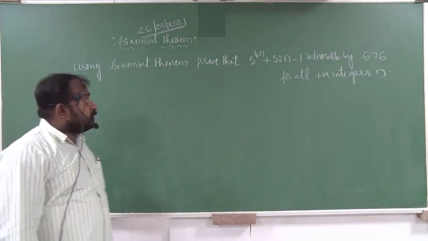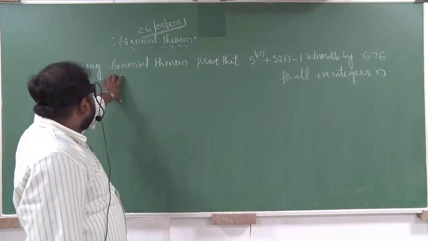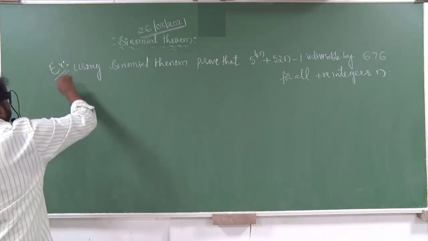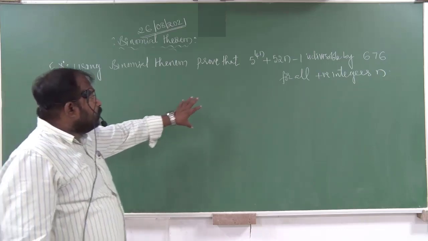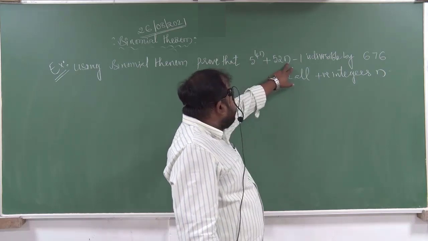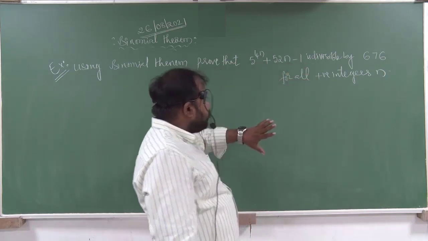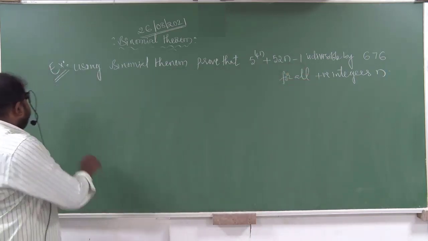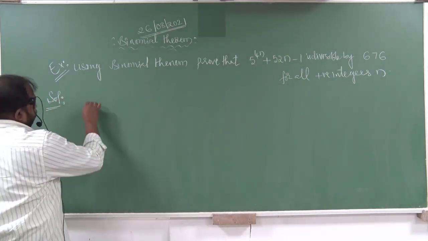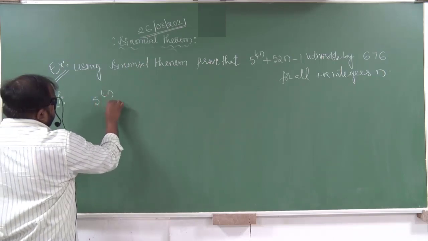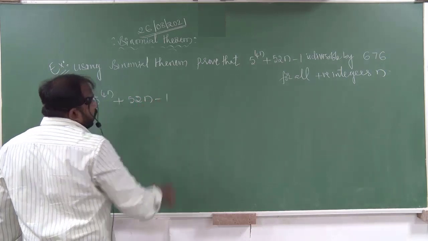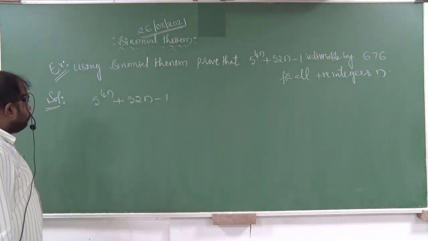Listen, all of you. Prove this with the help of the binomial theorem. So using the binomial theorem, prove that 5 power 4n plus 52n minus 1 is divisible by 676 for all positive integers n. Listen. First of all, what is given? 5 power 4n plus 52n minus 1. This is the value given.